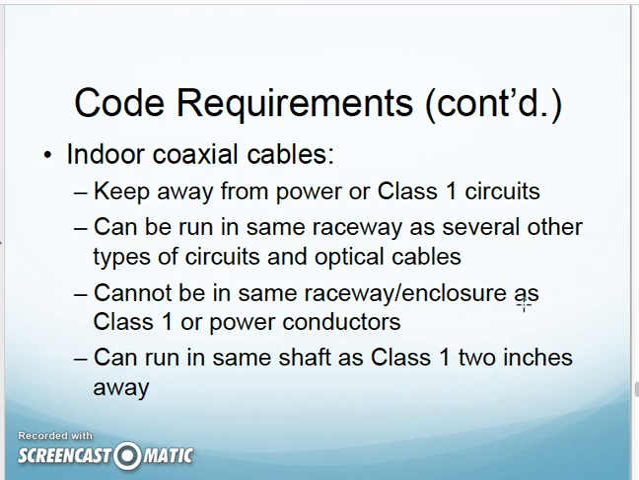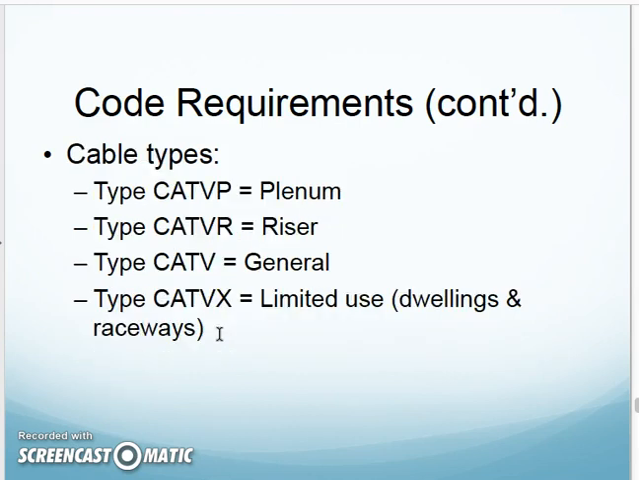As we move indoor with our coax, they remind us to keep away from our power lines, our class 1 power line circuits. It can be run in the same raceway as several other types of circuits and optical cables, but cannot be in the same raceway enclosure as your power conductors or class 1. And they give us distance requirements on these too, just making sure they're staying away. We don't want to pick up that interference and that noise.